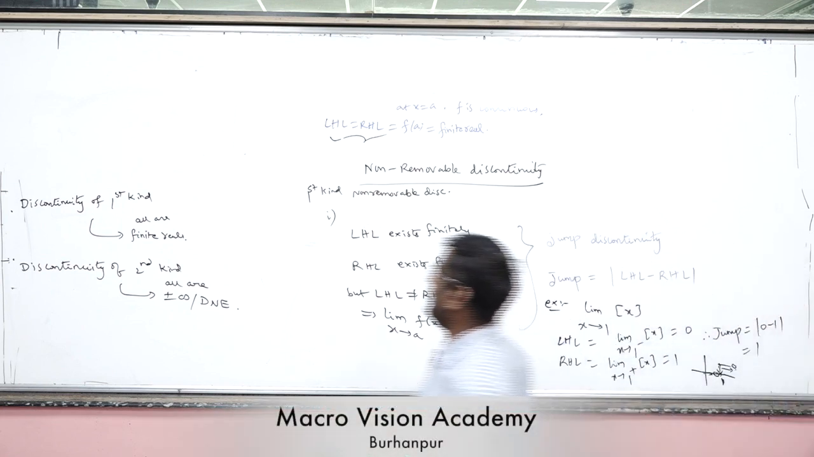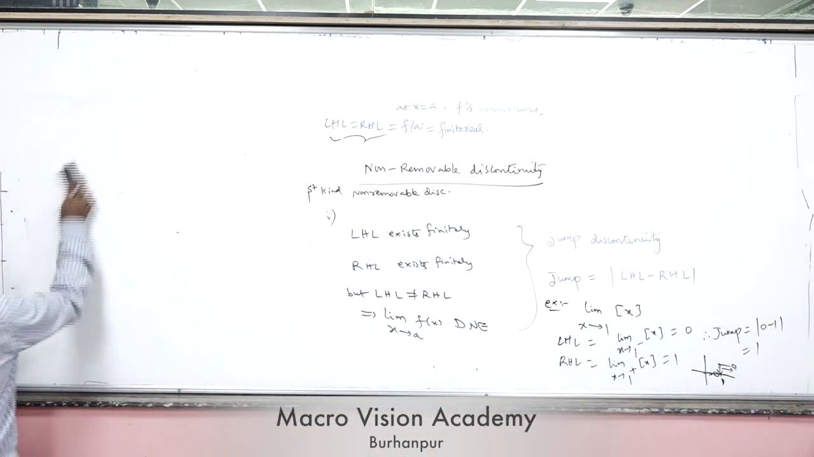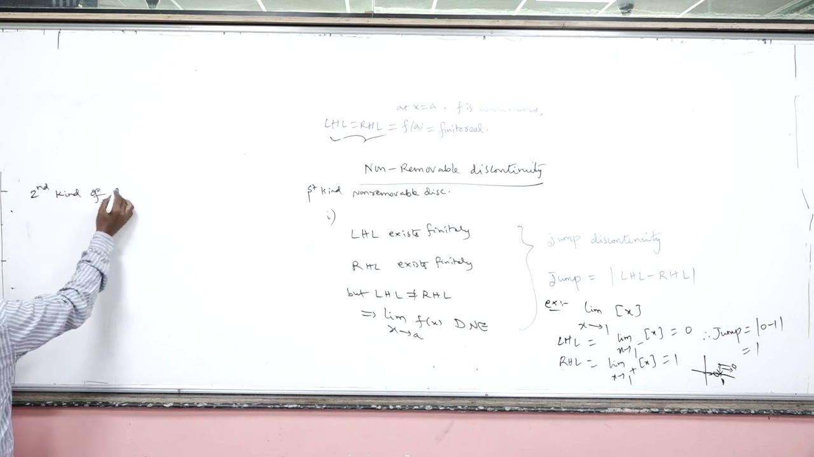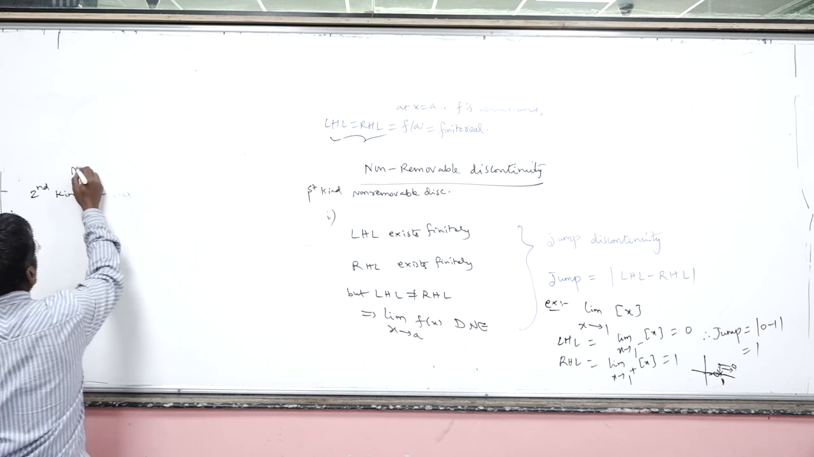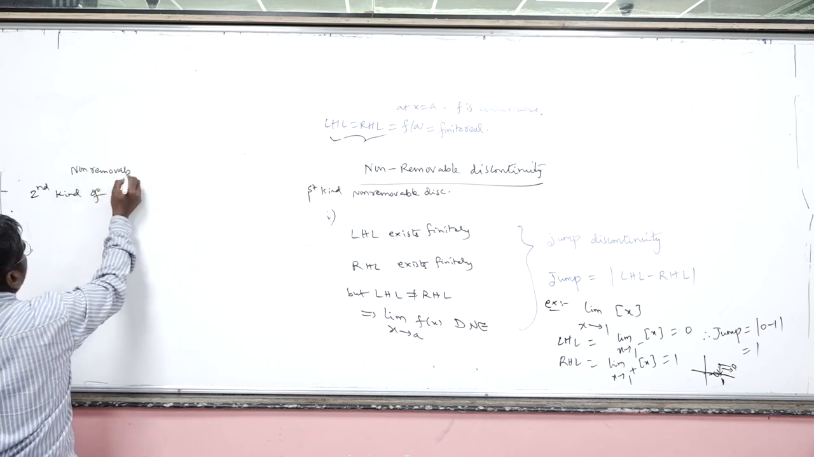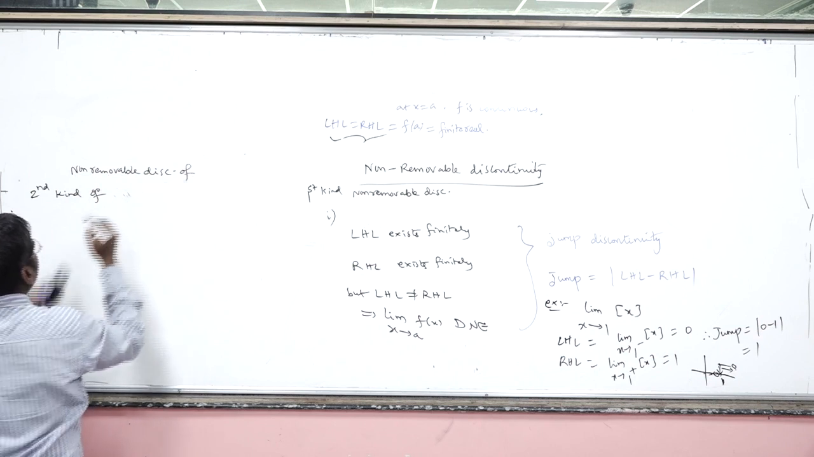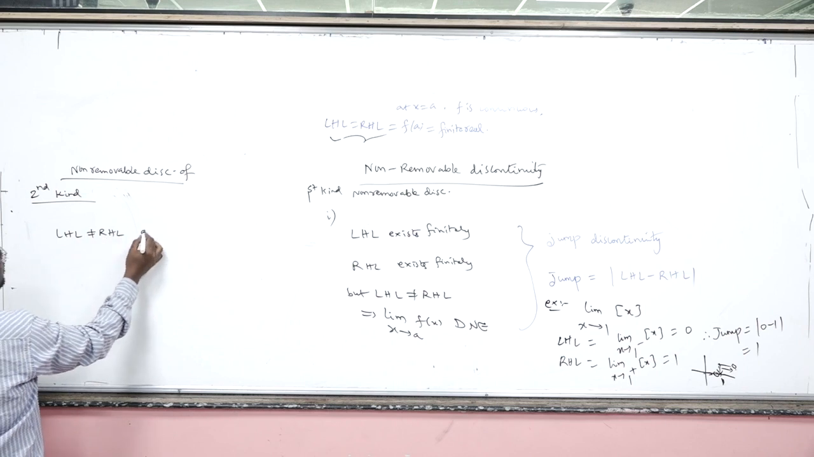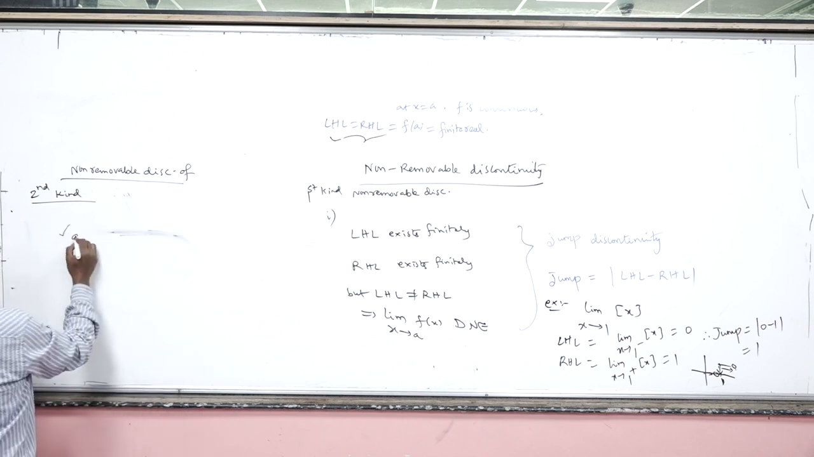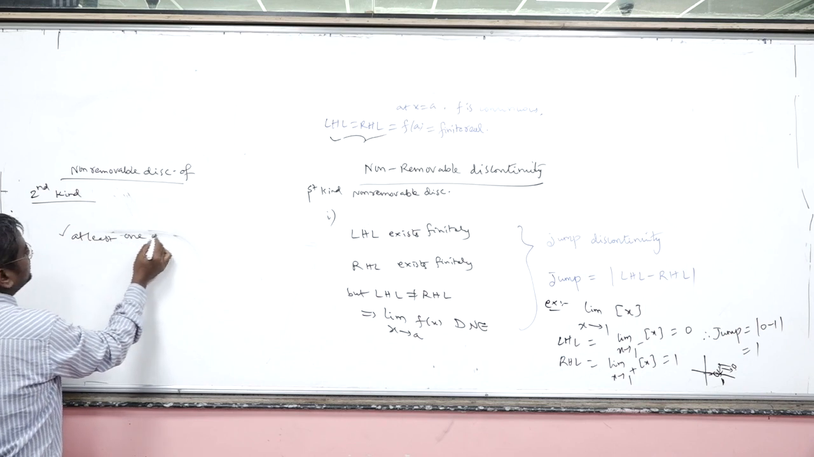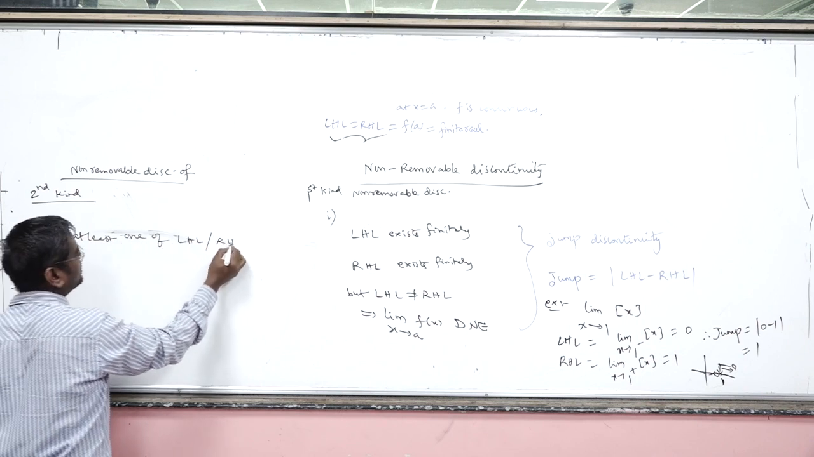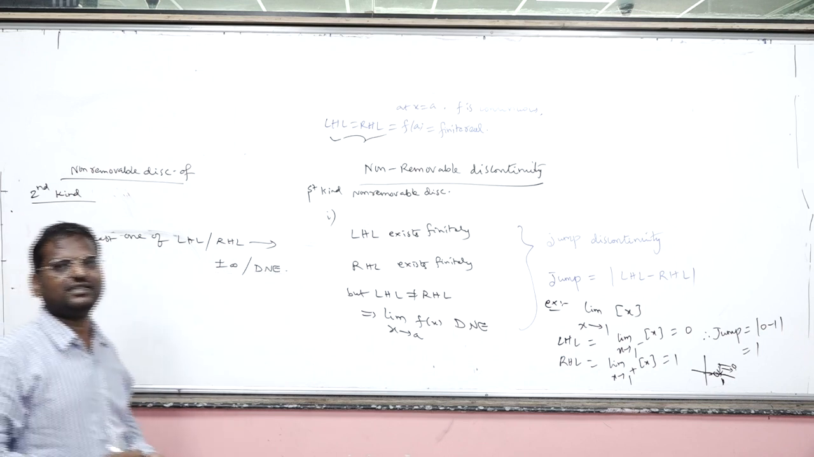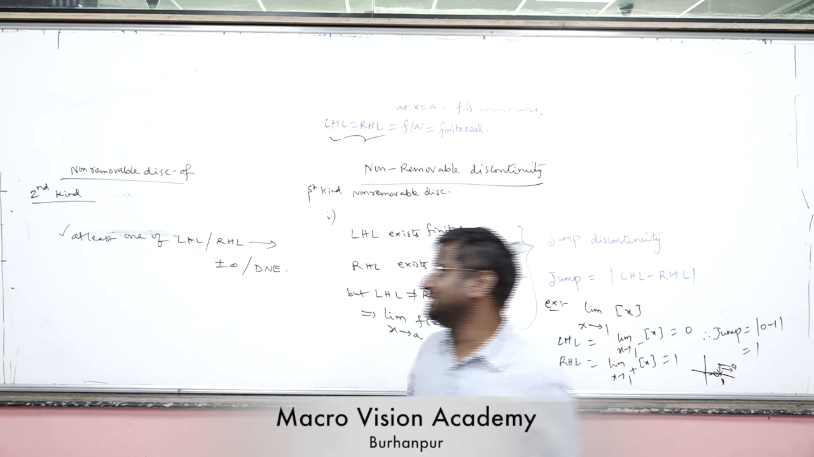Next, another case could be the second kind of non-removable discontinuity, or non-removable discontinuity of the second kind. That means LHL is not equal to RHL, or at least one of LHL or RHL tends to plus or minus infinity or does not exist. Can you give one example?